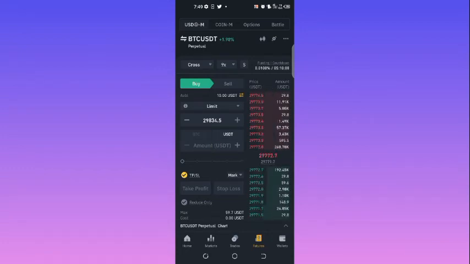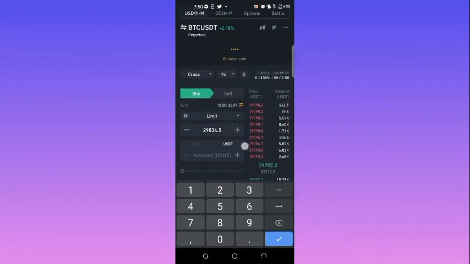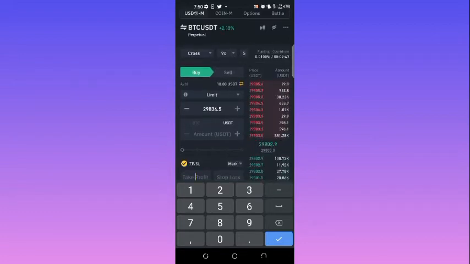Now whenever you are putting your take profit, ensure that the take profit is always higher than the market price or the limit price you have set. Just like this one, the market is currently at 29,800, so your take profit should be somewhere around 30k, something a bit higher than it. Never set your take profit lower than your limit price or your market price, please.